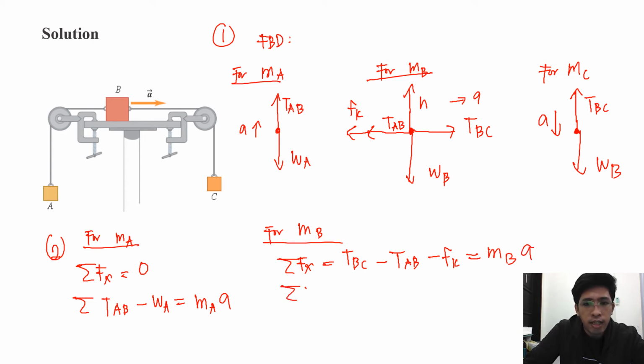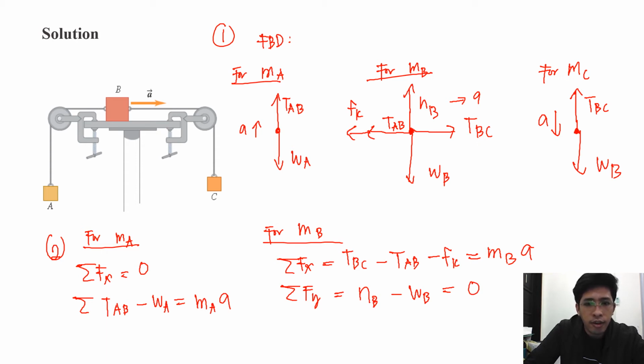And along the Y, you have the sum of Fy, so you just have your normal force, N_B, minus the weight of B. And since there is no acceleration along the y-axis, this is equal to 0.